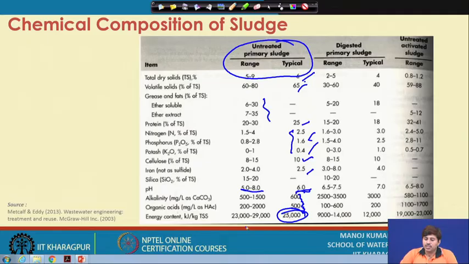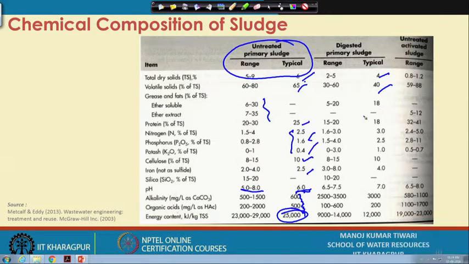If we see the digested primary sludge, after digestion the dry solid may reduce, the volatile solid is 14%, there might be some soluble fats and those kind of things coming into the system, then protein reduces, and the digestion actually increases the fertilizing component.